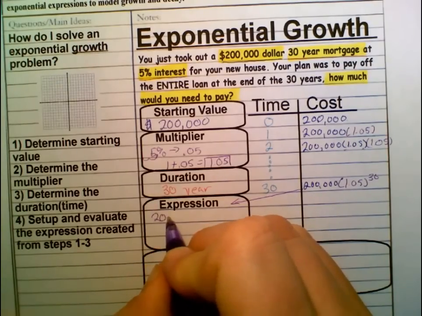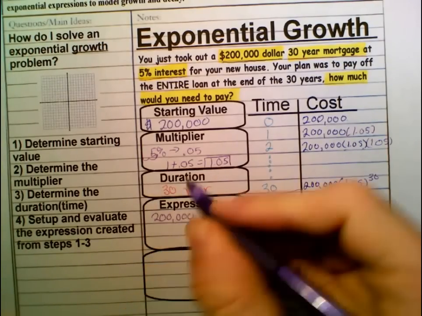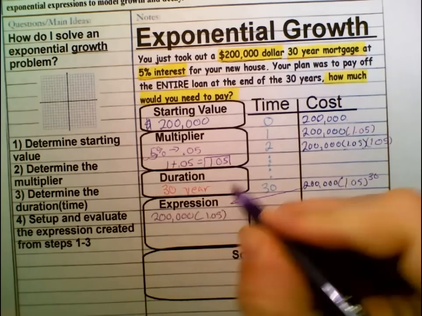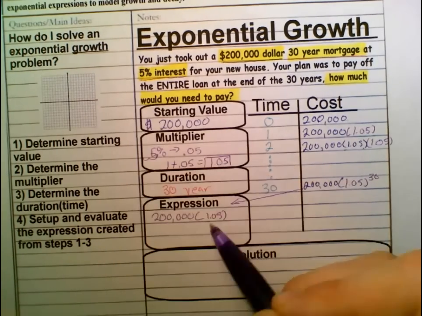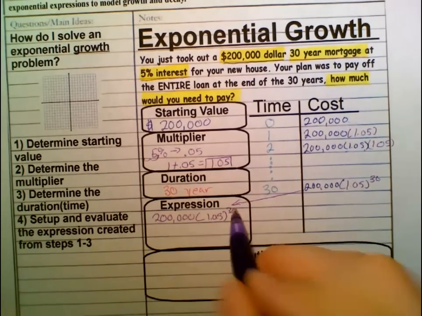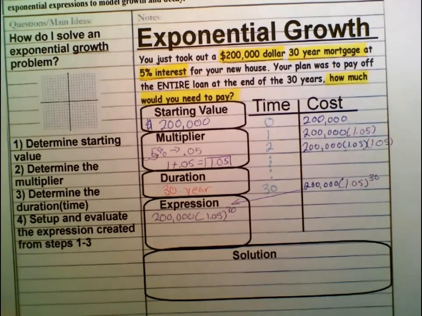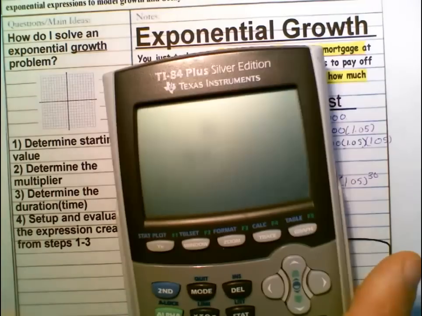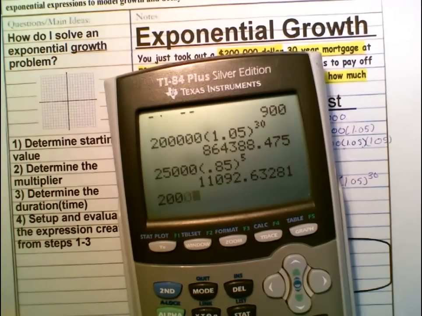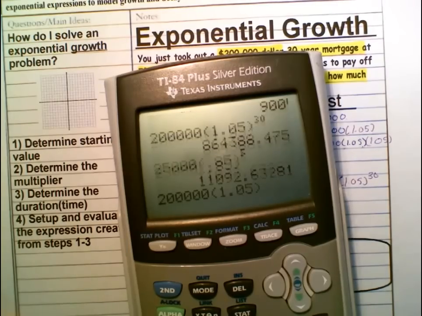We got our expression for this: 200,000, notice our starting value, times 1.05. Notice that is our interest. That's how we did that. Raised to the 30th power. Notice that's our duration right there. So now let's figure out what this turns out to be. So we have 200,000 times 1.05 raised to the 30th power.